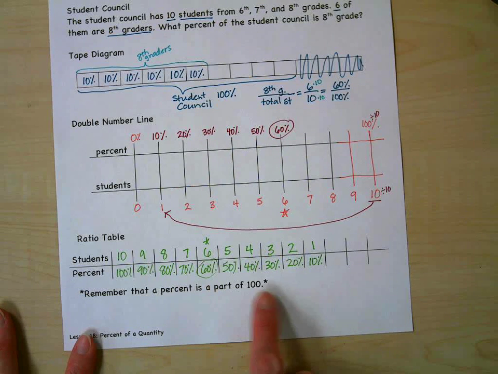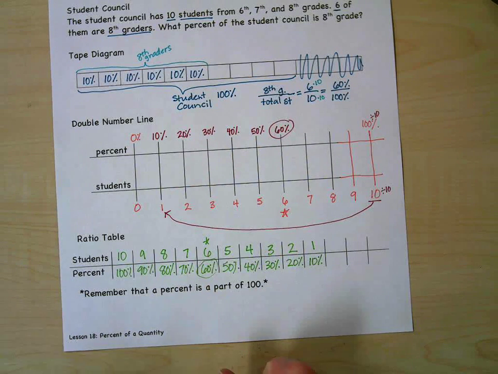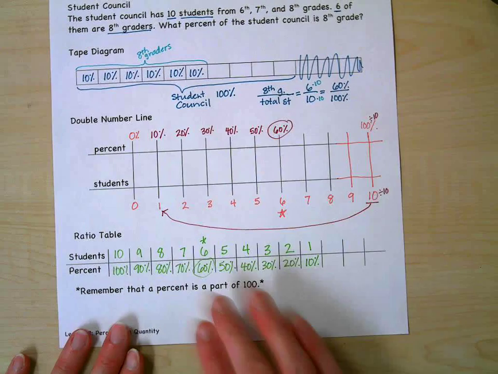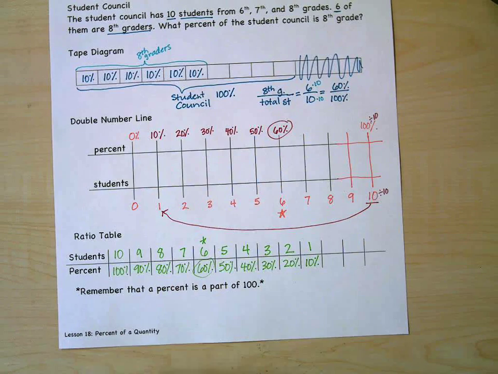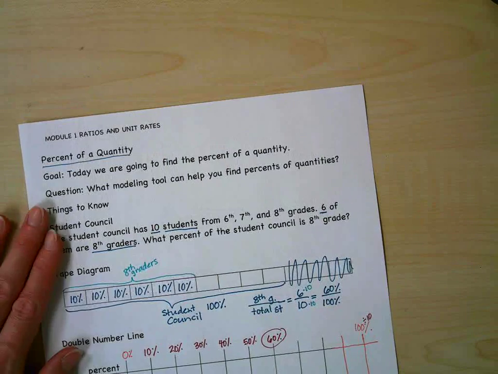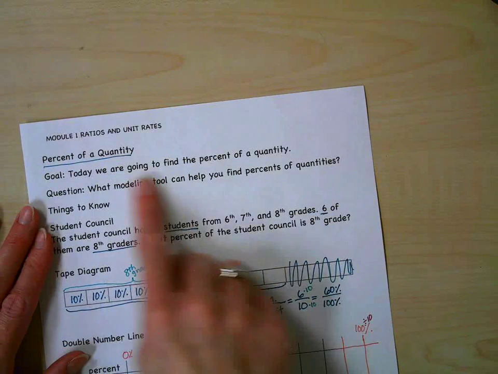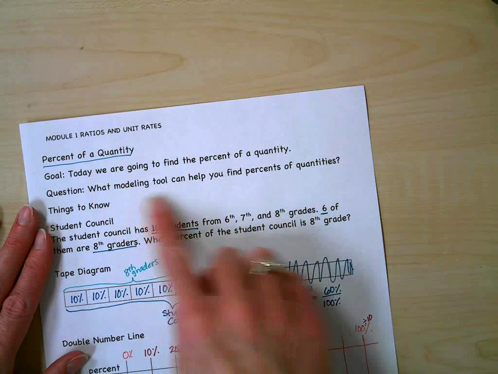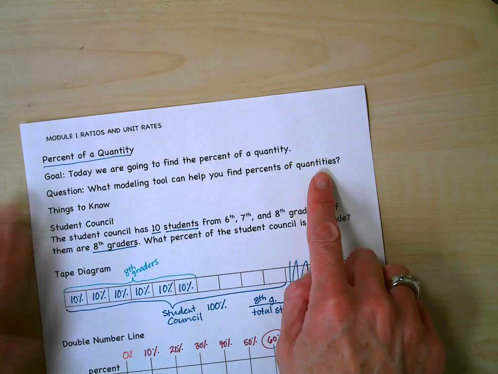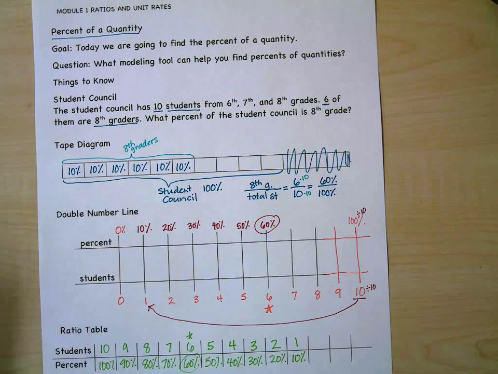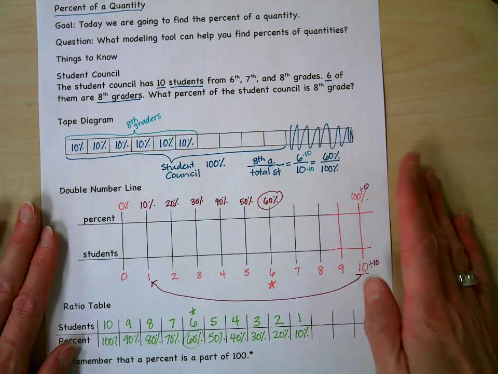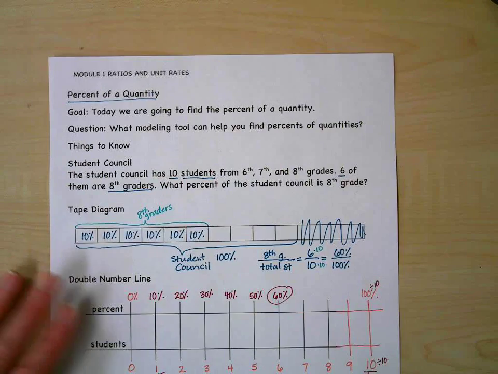Okay? And the last thing I want to throw in at you really quickly is remember that a percent is a part of 100. That means that you have something out of 100. Okay? So I just showed you 3 different models that can help you figure out what a percent of a part is, or of a quantity. So today we are going to find the percent of a quantity, which we did that. What modeling tool can help you find percents of quantities? You have 3 to choose from, okay? And you're going to tell me which one you like and for what reason, okay?